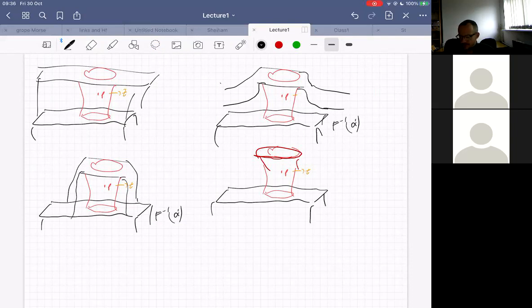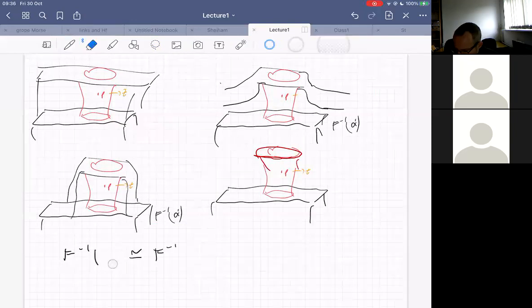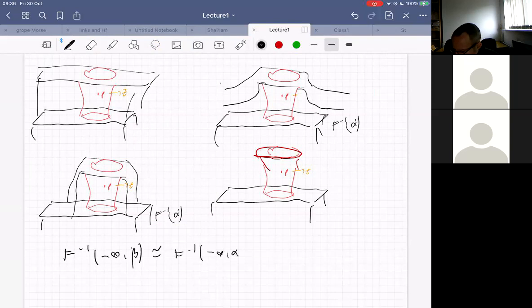So this picture should convince you that F inverse of minus infinity beta is equal to F inverse of minus infinity alpha union Z. So I claim this. And I will give you a hand waving argument for that, because it can be done explicitly. Somehow once you've seen the argument, it's better to write down the proof by yourself than to understand another person's proof.